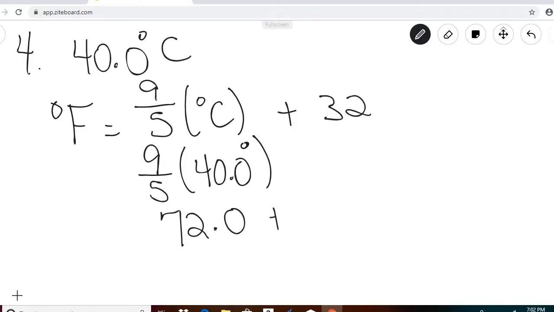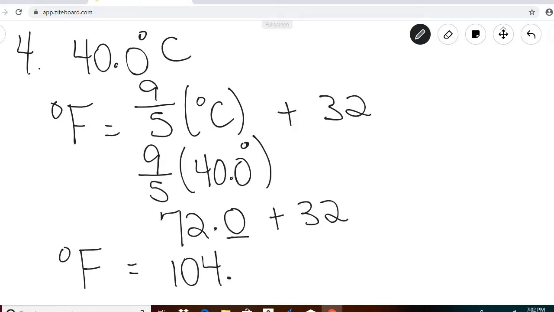And then we will add 32. And the 32 is an absolute number, has an infinite number of significant figures. So when we add those two together, it will come out to 104. And again, because we're adding and subtracting, we went out to the tenths place. So our answer should also go out to the tenths place. So degrees Fahrenheit would be 104.0 degrees Fahrenheit.